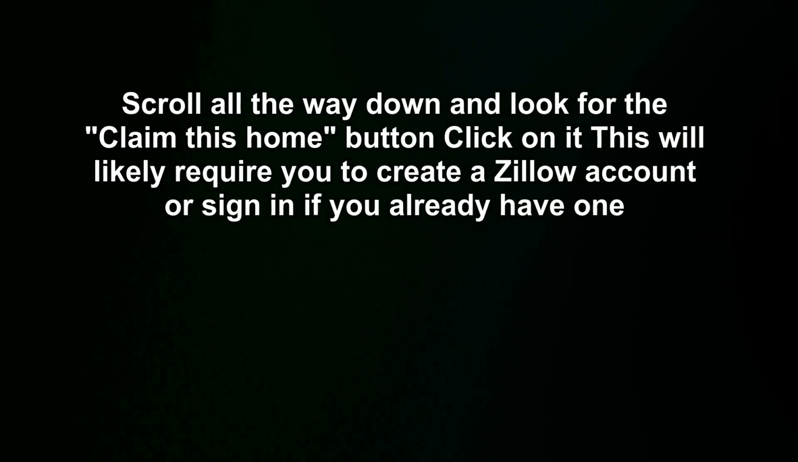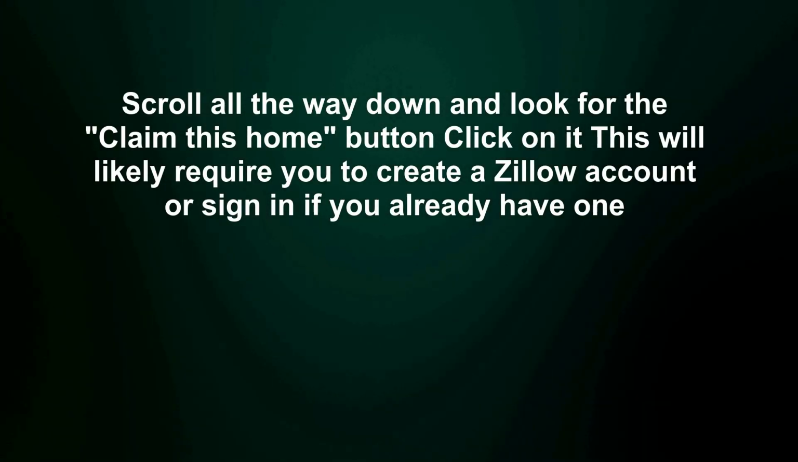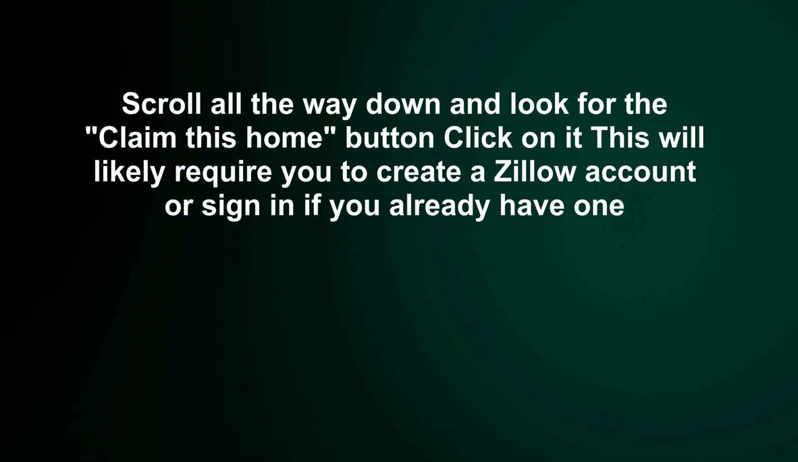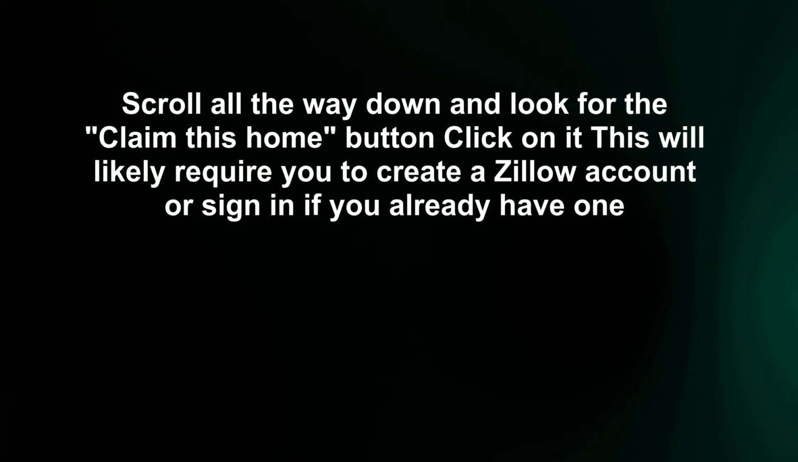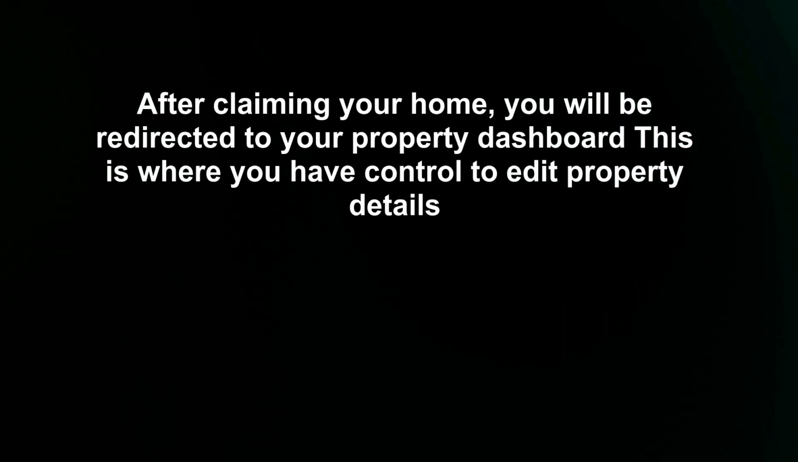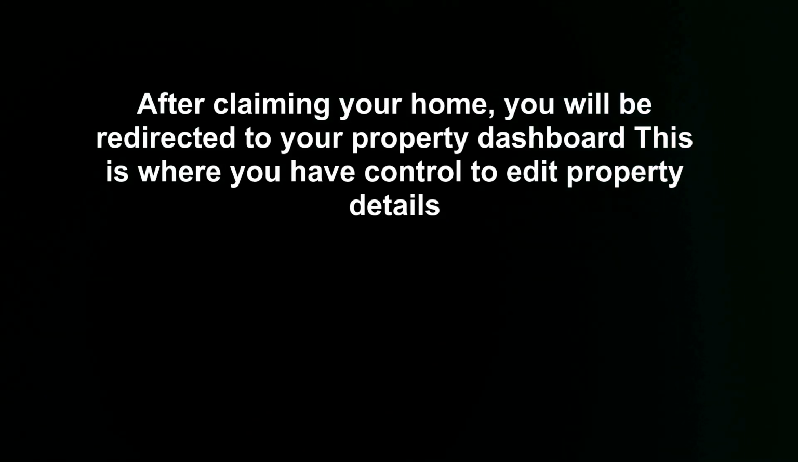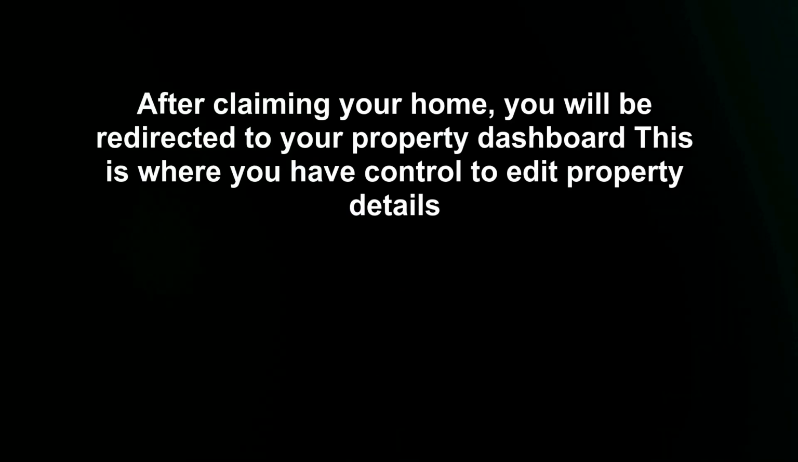Scroll all the way down and look for the Claim This Home button. Click on it. This will likely require you to create a Zillow account or sign in if you already have one. After claiming your home, you will be redirected to your property dashboard. This is where you have control to edit property details.